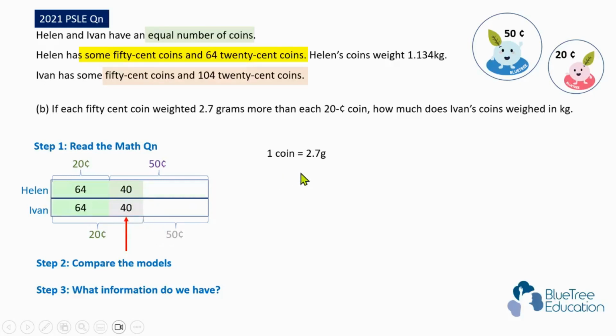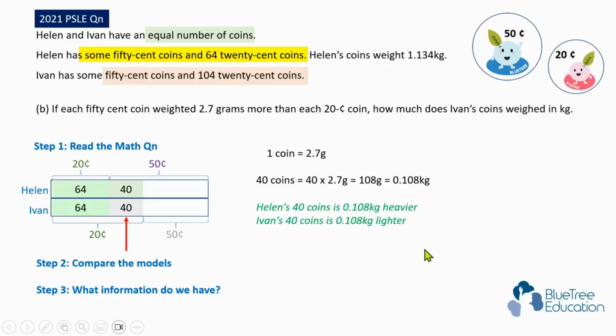And since we know that one coin is 2.7 grams heavier, therefore I should have written the word heavier. There are 40 coins in comparison in the middle, which would mean that it is 108 grams heavier. So the 40 50-cent coins are 108 grams heavier than the 40 20-cent coins. Quite a mouthful of words to say, you know. So it's good that you write down 1 coin, 40 coins, and this is 0.108 kilograms. If you could, at the back, just put them more. So how much does Ivan's coin weigh in kilograms?